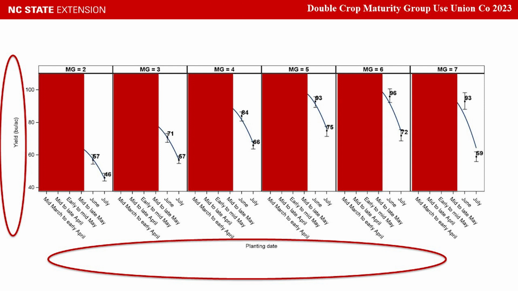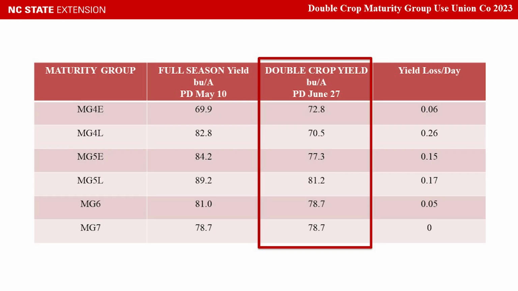One site. All right, if we look at the OVT data from 2023 in Union County, how do those results compare? So if you looked at that site, which was planted again on June 27th, the early 4s cut 72 bushels per acre. The late 4s cut 70 bushels per acre. The early 5s cut 77 bushels per acre. The late 5s cut 81. The 6s cut 78. And the 7s cut 78.